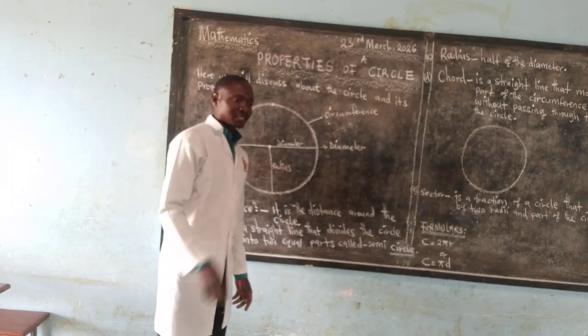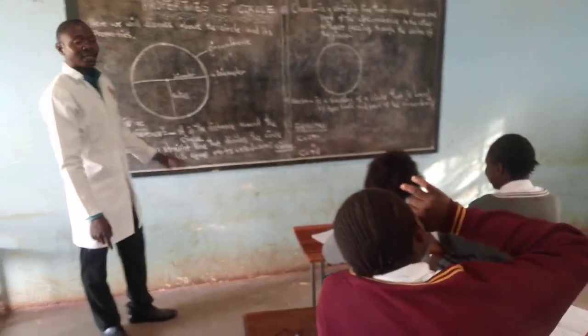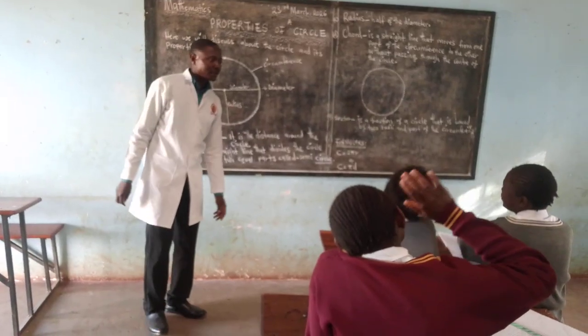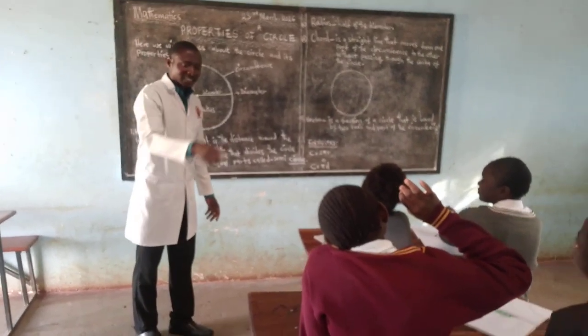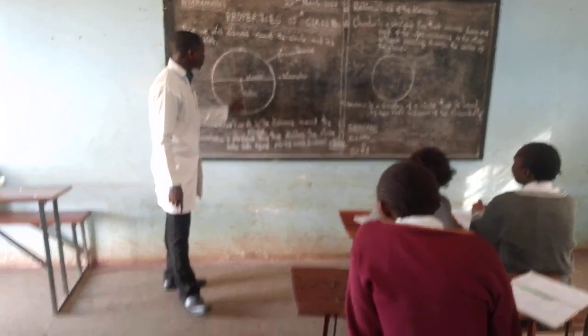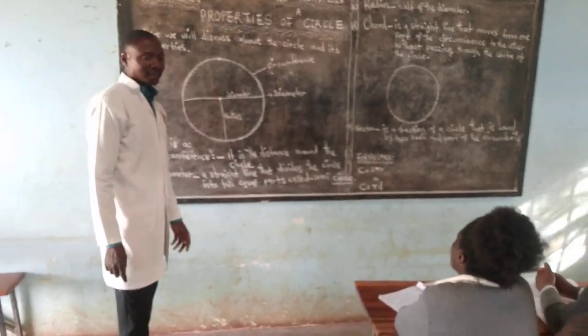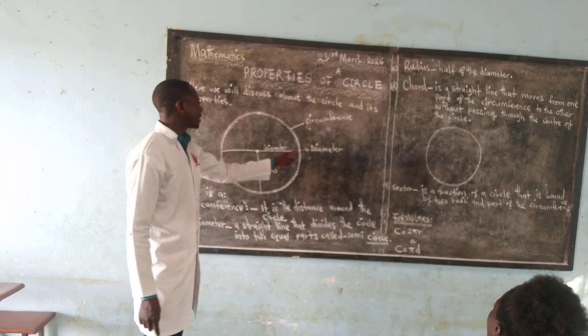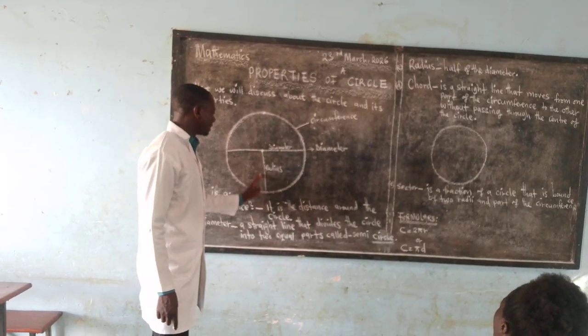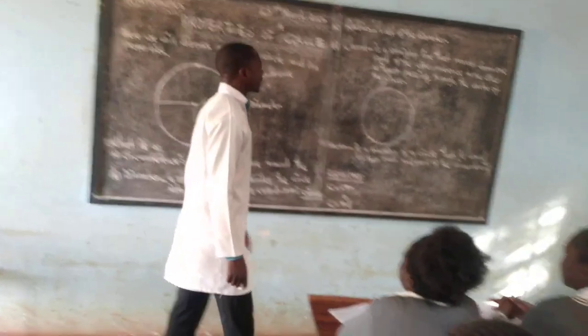Please, the camera should point this side now. How many diameters do we have here, or how many radii? There are 3 radii: 1, 2, 3. Then how many diameters are here? 1. From here to that point, this is 1 diameter. Radius, radius, radius. That's the introduction of this topic.